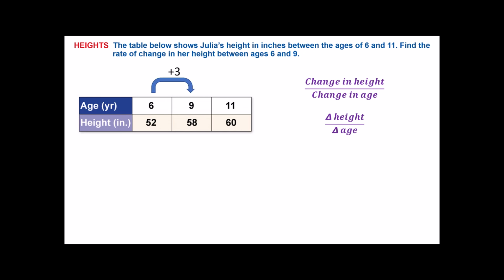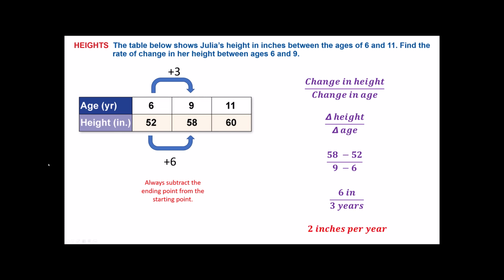Notice that between 6 and 9 years, that's a gain of 3 years. Between 52 and 58 inches is a gain of 6 inches. 58 minus 52 over 9 minus 6. We always subtract the ending point minus the starting point. You get 6 inches in 3 years, which is 2 inches per year.